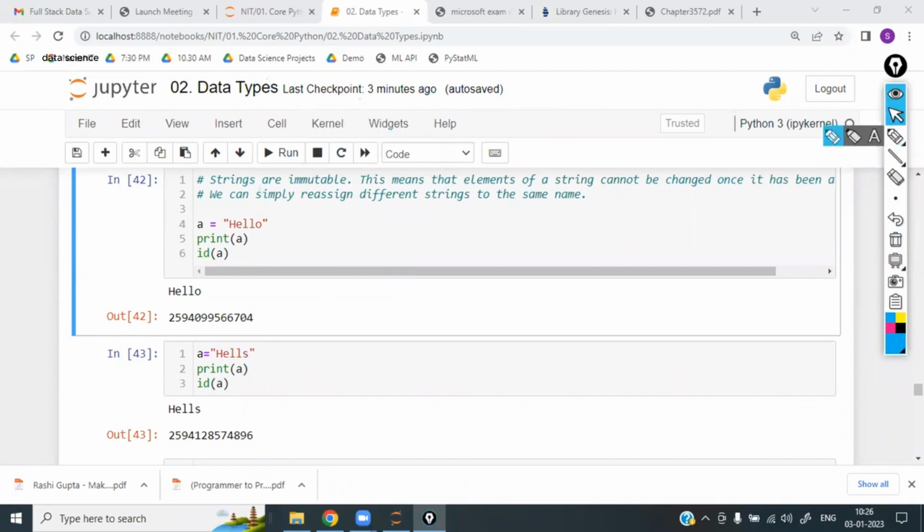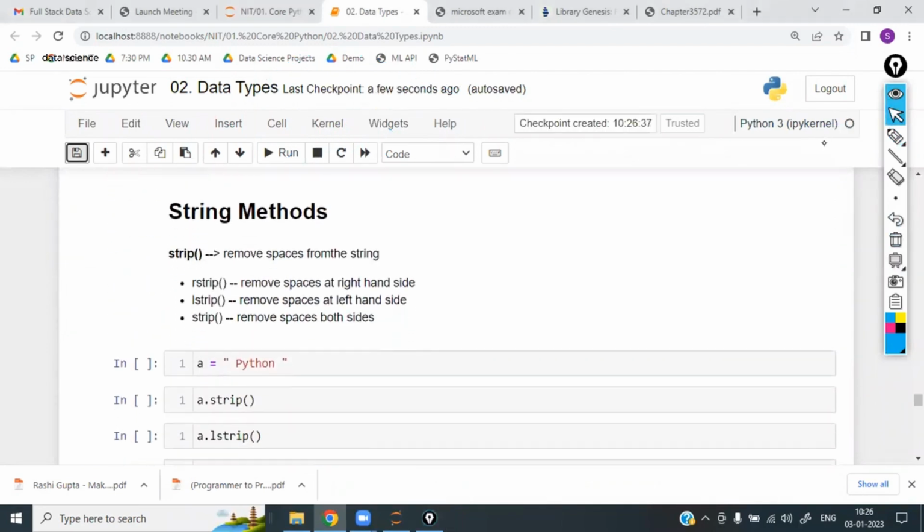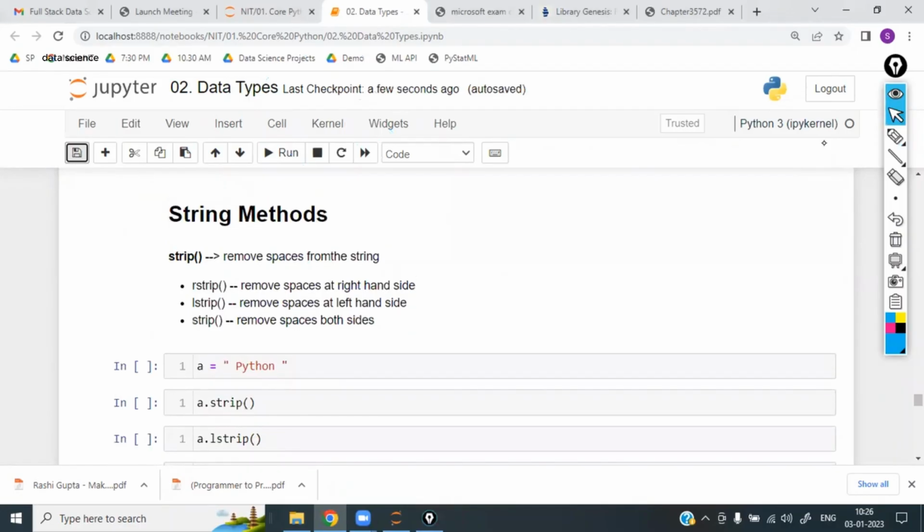Is that clear? Next, there are some string methods. Within strings, some methods are there. We are going to continue this in tomorrow's class, these strings along with the input function. Both will continue in tomorrow's class.